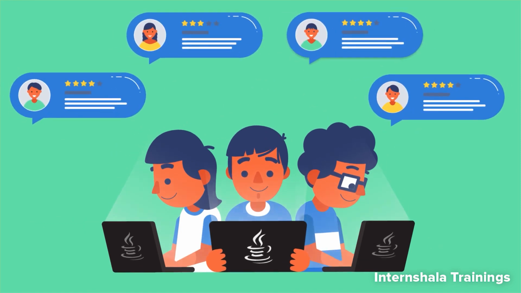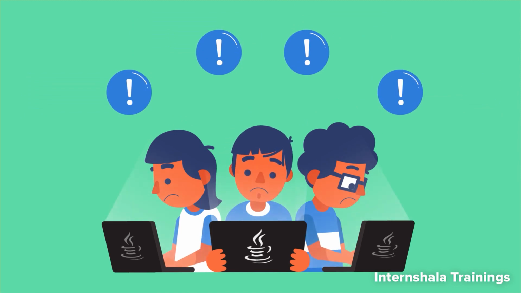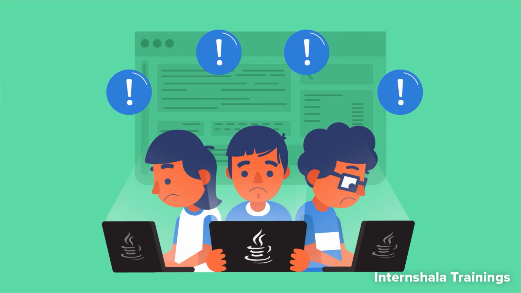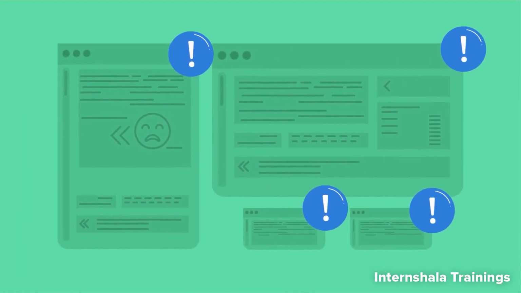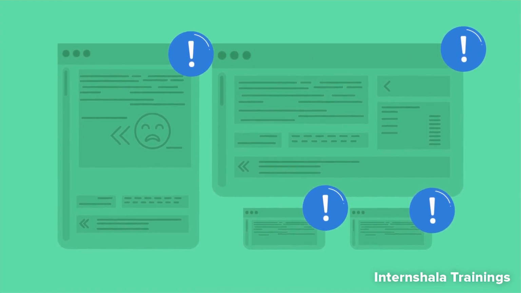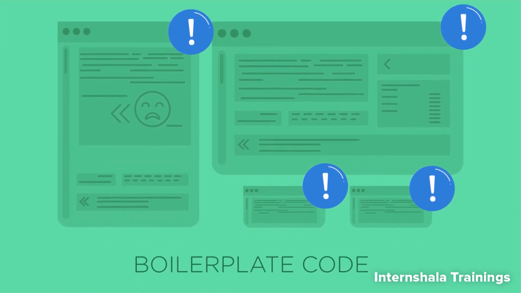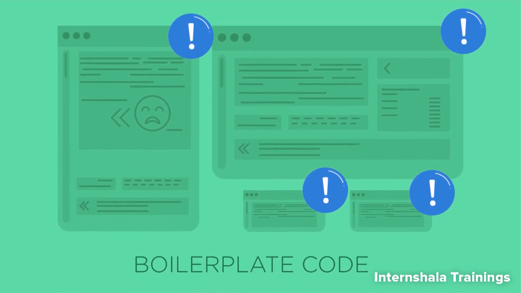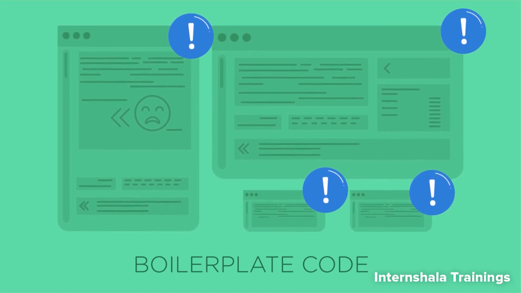Though Java is a user-friendly and popular language, yet it has its own drawbacks. The syntax was too lengthy, and one has to write a lot of redundant code to perform even a small operation in Java. In technical terms, we call this redundant code the boilerplate code. Java had a lot of boilerplate code. So that was one problem.